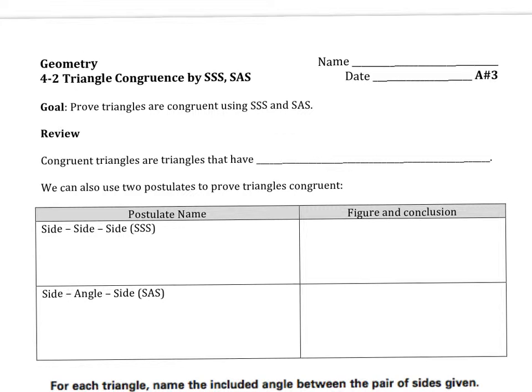So, good day today. We are going to prove triangles are congruent using the SSS and the SAS. SSS is side, side, side. And we're going to use something called side angle side.